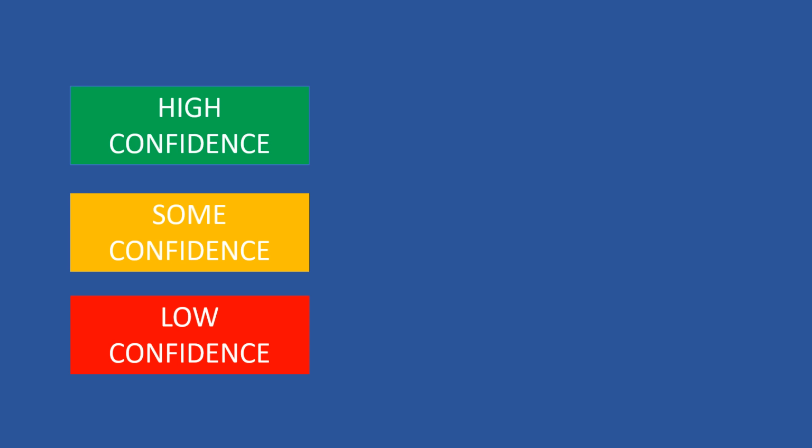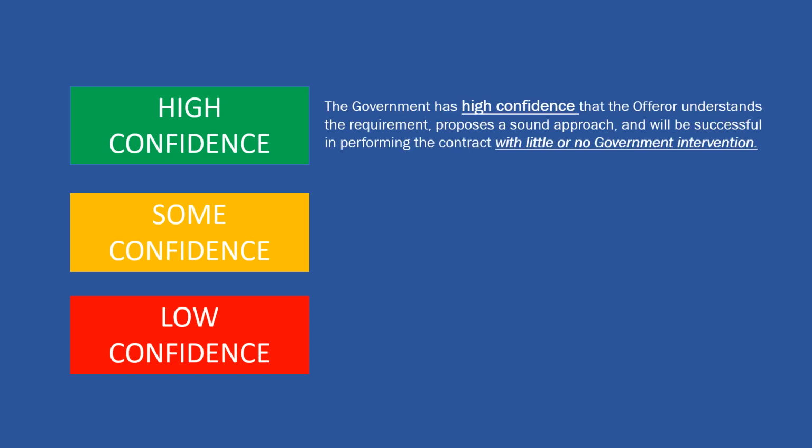Now let's get into defining high, some, and low confidence. The government will mark high confidence when they have high confidence that the offer understands the requirement, proposes a sound approach, and will be successful in performing the contract with little or no government intervention.